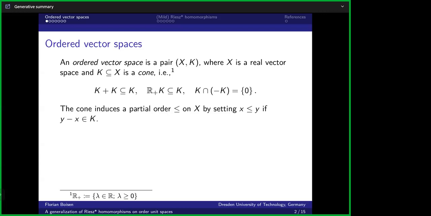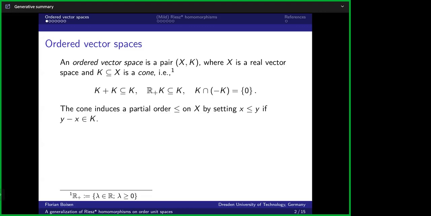So an ordered vector space is simply a pair consisting of a real vector space, let's say X, and a cone K. And the cone is simply a subset which is closed under addition and closed under scalar multiplication with positive real numbers, and such that the intersection of the cone with minus the cone is the singleton zero. So we have pointed convex cone systems.